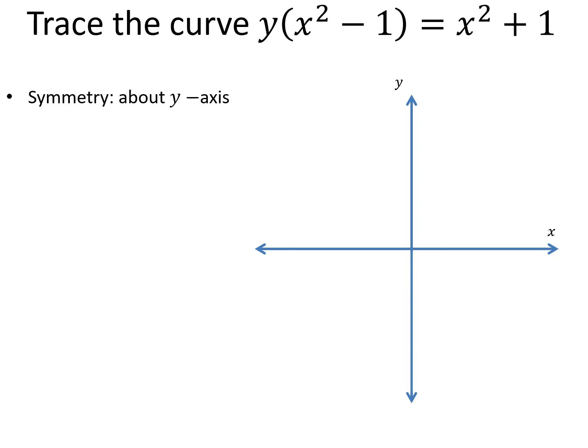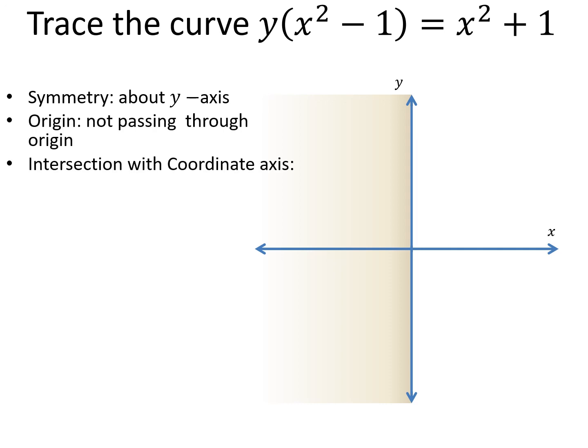Okay, now the rule 2, whether this curve is passing through origin or not. So if you put x equal to 0, y equal to 0, then the left hand side is 0, right side is 1. That means (0, 0) does not satisfy your equation. That means the curve is not passing through the origin, right? Here we took the dashed shaded part to show the symmetry about the y-axis.